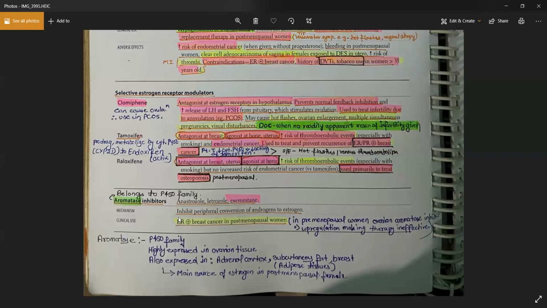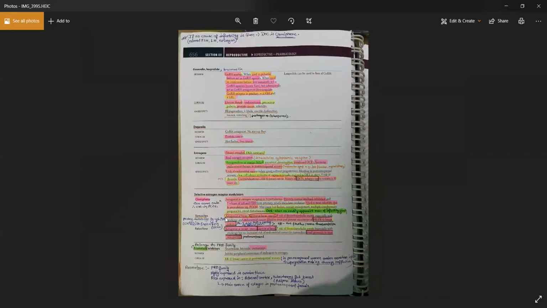Right. So please note, these aromatase inhibitors would only be given in postmenopausal women, not in premenopausals. Any doubt? Okay, Ani. Why is the aromatase inhibitor not working in premenopausals?